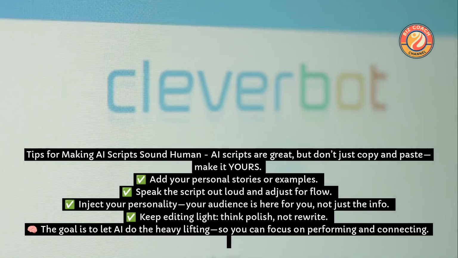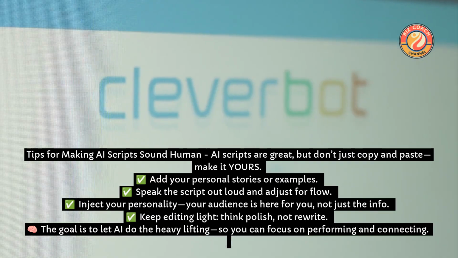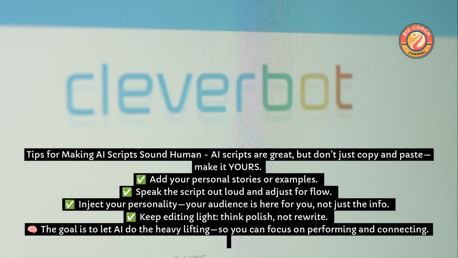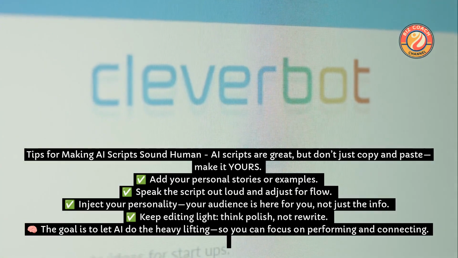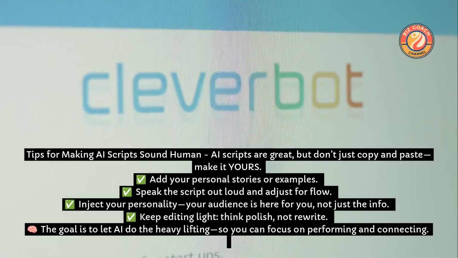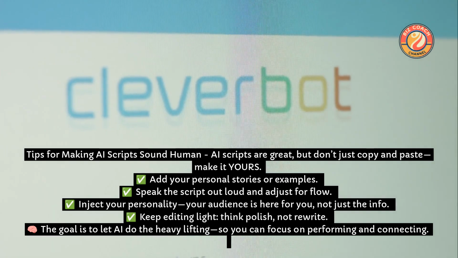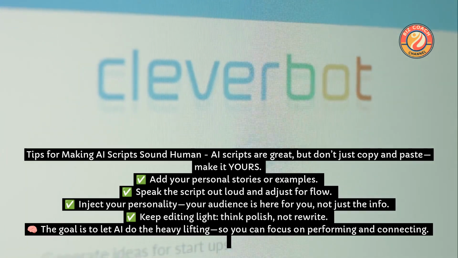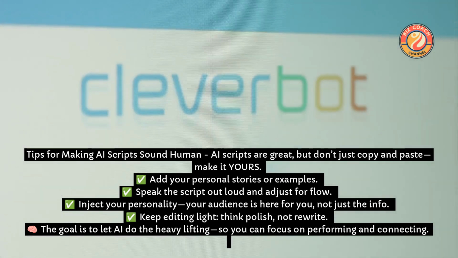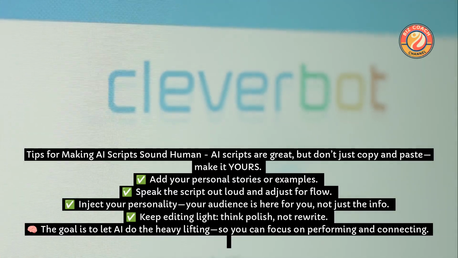Tips for making AI scripts sound human. AI scripts are great, but don't just copy and paste. Make it yours. Add your personal stories or examples. Speak the script out loud and adjust for flow. Inject your personality. Your audience is here for you, not just the info. Keep editing light. Think polish, not rewrite. The goal is to let AI do the heavy lifting, so you can focus on performing and connecting.